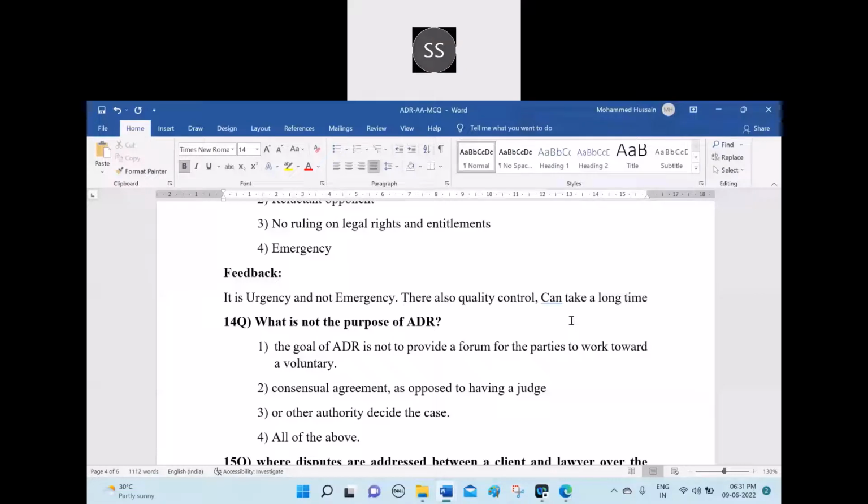Option 1, the goal of ADR is not to provide a forum for the parties to work towards a voluntary. 2, consensual agreement as opposed to having a judge. Or third, or other authority decide the case. 4th, all of the above.